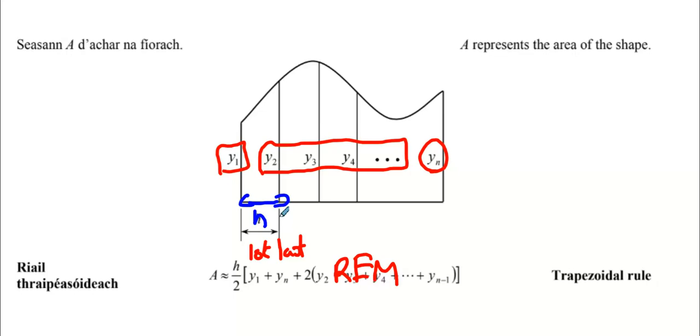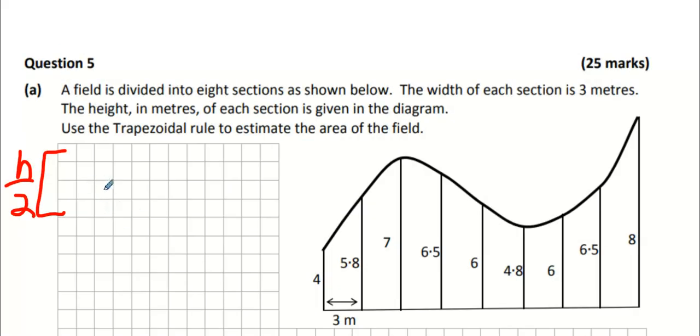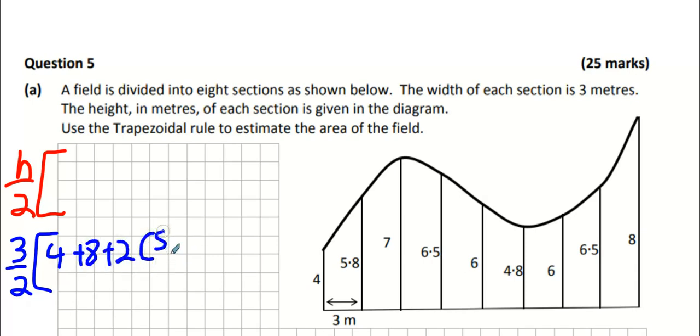So it's first plus last, 2 times remaining. See the way this green line goes straight up? If that went slightly to the right, that height would count as 0. Has to go straight up to count. Is that all right? So let's look at this. First, what's our H value? 3/2. What's our first? 4. What's our last? 8. 2 times the remainder? You're talking your 5.8, your 7, your 6.5, your 6, your 4.8, your other 6, and your 6.5.